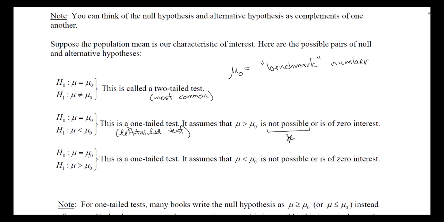And this one is the other one that we have here, the third possibility, mu bigger than the benchmark mu 0 for our alternative hypothesis. This is also a one-tailed test. This one is going to be a right-tailed test. And once again, the general place when you use this is when the other direction, mu being smaller than the benchmark, is not possible.